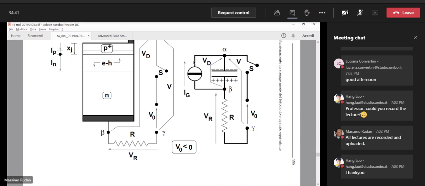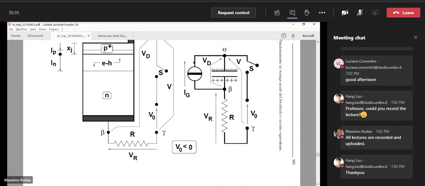When we have a current IG that flows through the capacitor, this current essentially brings positive charges bottom up, which means that the total amount of positive charge on the lower electrode of the capacitor decreases. And similarly, the negative charge on the upper electrode of the capacitor also decreases, okay? So what happens to the voltage drop across the capacitor, that is the voltage between points alpha and beta in the figure? This voltage drop is called VD, okay?